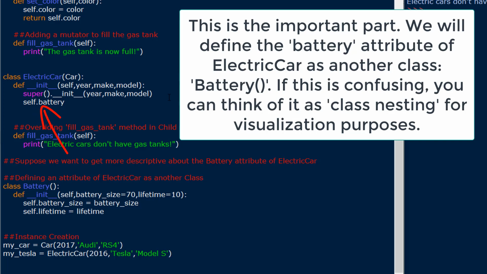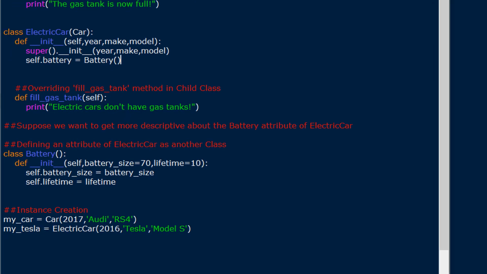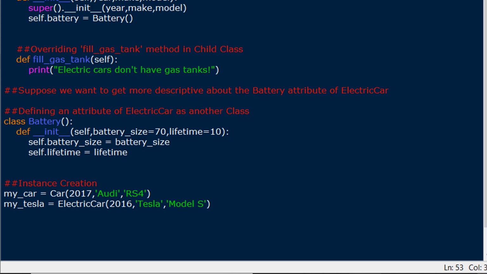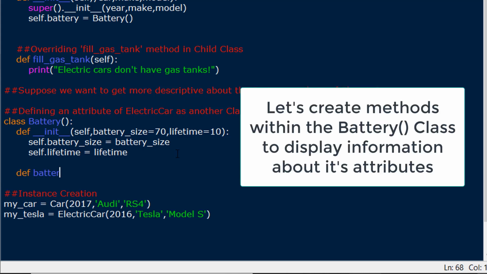So this is where we define the self.battery attribute of the electric car class as an instance of the battery class. Now the attribute of the electric car class has all the attributes of the battery class and can access all the methods within the battery class.